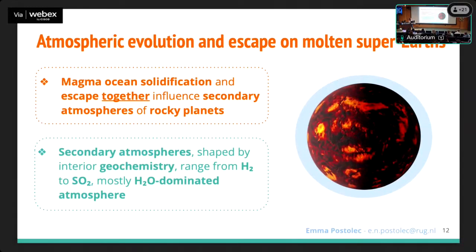And with this, I hope I convinced you that the magma ocean solidification timescale, as well as the escape together, strongly influence the secondary atmosphere of rocky planets during the evolutionary timescale. And the composition of these secondary atmospheres is strongly shaped by the interior geochemistry of the planet. I end up with a wide variety of compositions for those secondary atmospheres, ranging from H2 dominated up to CO2 dominated and SO2 dominated atmospheres. And most of the simulated planets in my simulation end up water dominated. Thank you.